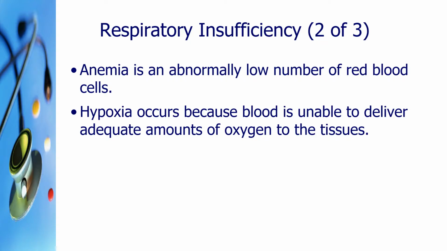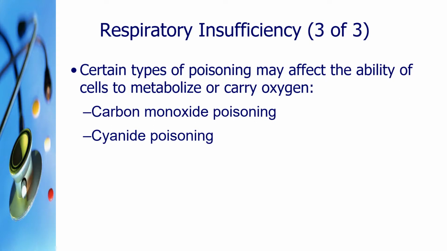Anemia is an abnormally low number of red blood cells. Hypoxia occurs because blood is unable to deliver adequate amounts of oxygen to the tissues. Certain types of poisoning may affect the ability of cells to metabolize or carry oxygen: carbon monoxide poisoning and cyanide poisoning. Those always happen if we go to a fire scene like we've seen in the drill. You're going to have to expect carbon monoxide poisoning and cyanide poisoning, which is hydrogen cyanide.